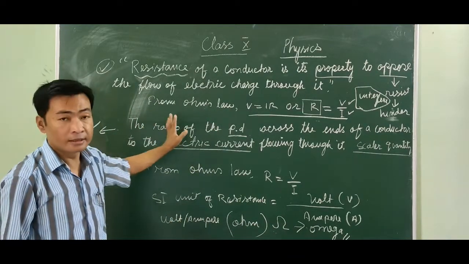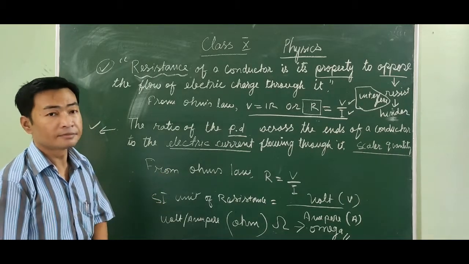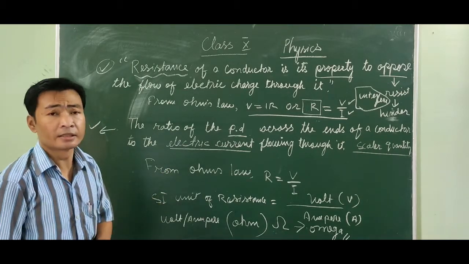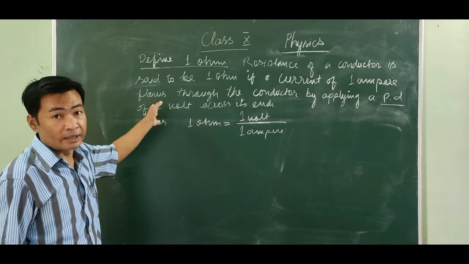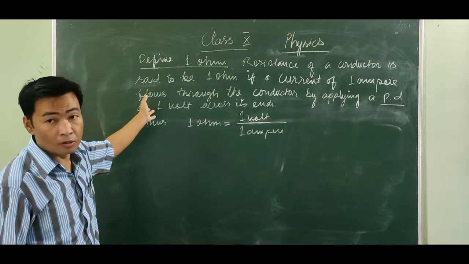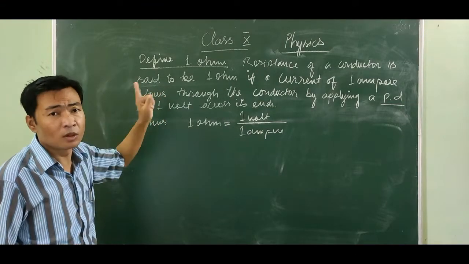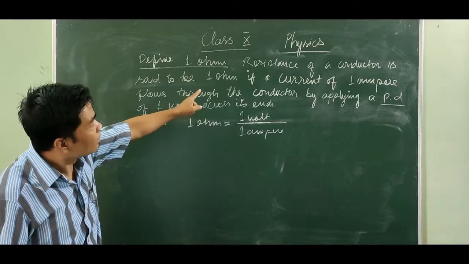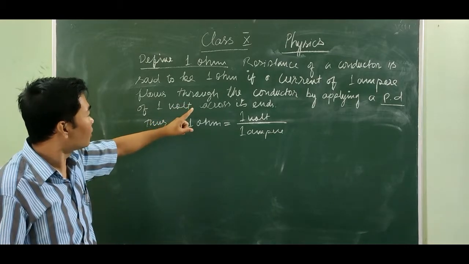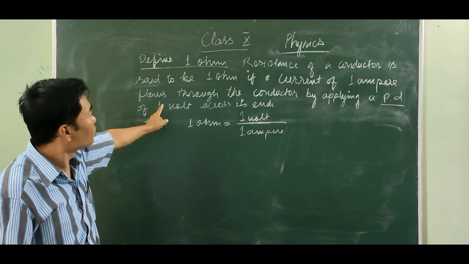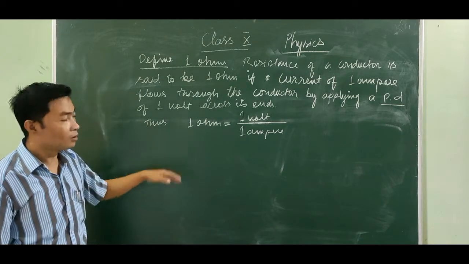Now the resistance is clear. So now we will study the factors on which the resistance of a conductor depends. Now these questions might ask, define 1 ohm. So that's the reason I have written this definition. What is 1 ohm? Resistance of a conductor is said to be 1 ohm if a current of 1 ampere flows through the conductor by applying a potential difference of 1 volt across its ends.